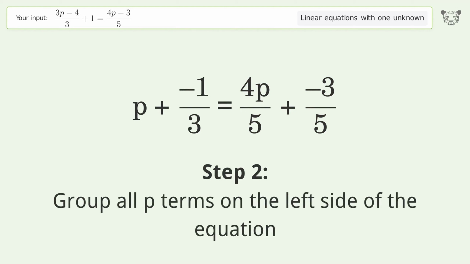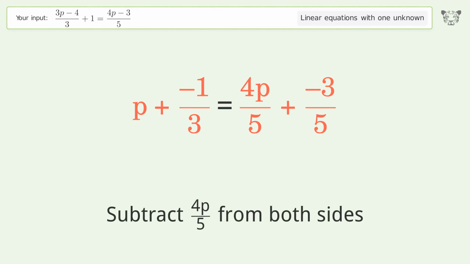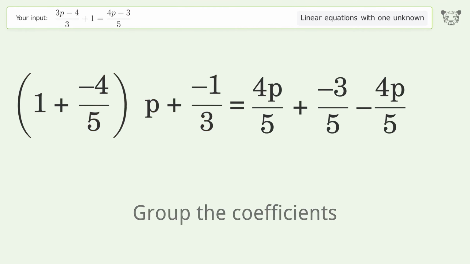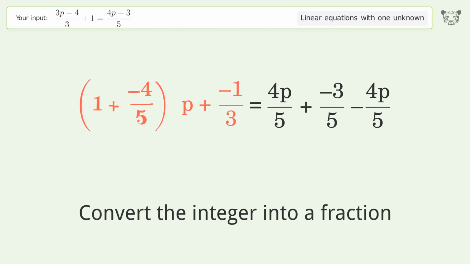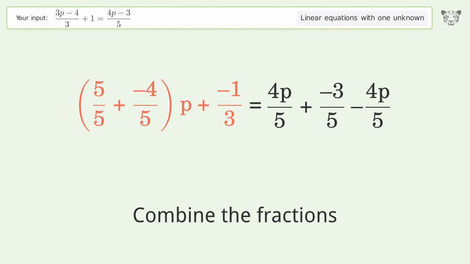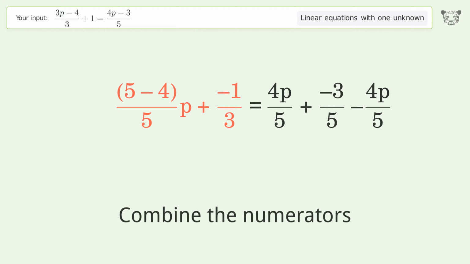Group all p terms on the left side of the equation. Subtract 4p/5 from both sides. Group like terms. Group the coefficients. Convert the integer into a fraction. Combine the fractions. Combine the numerators.